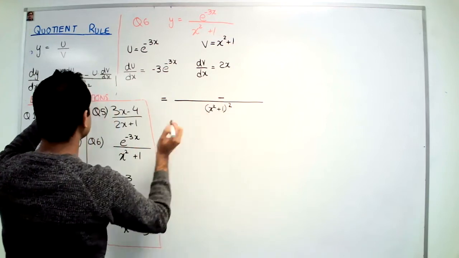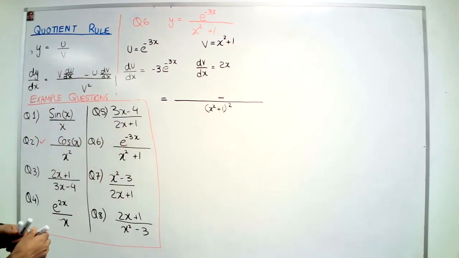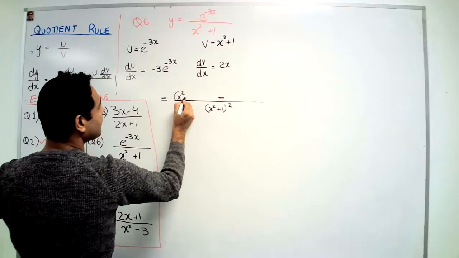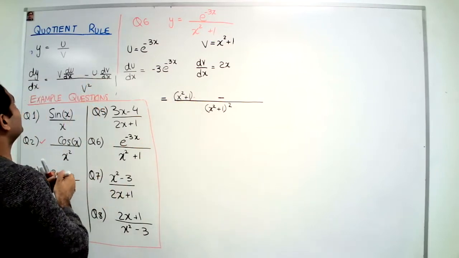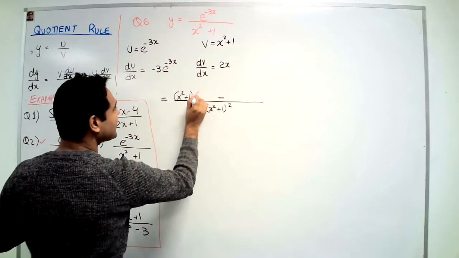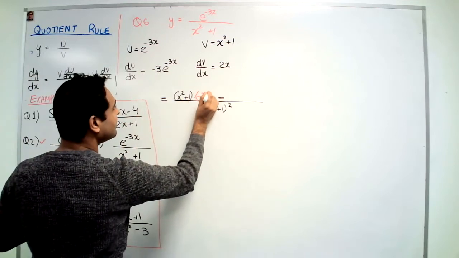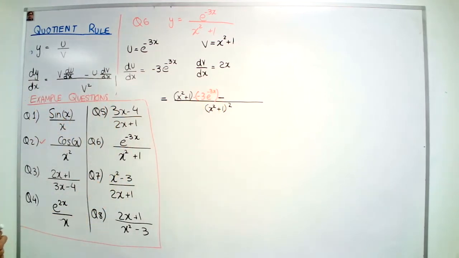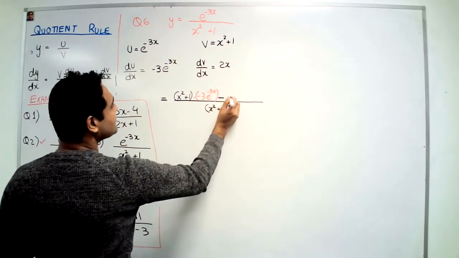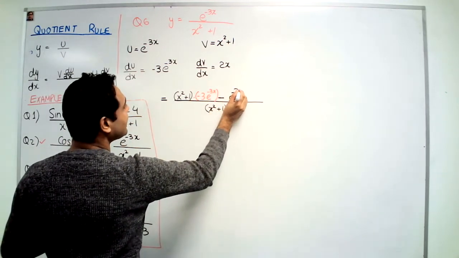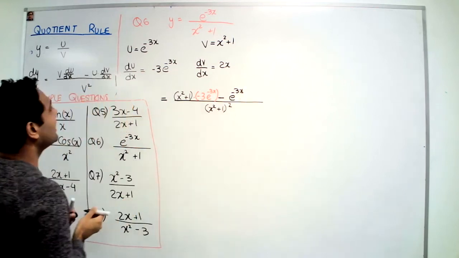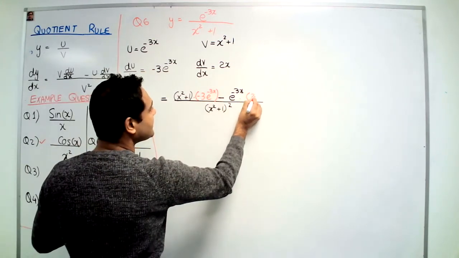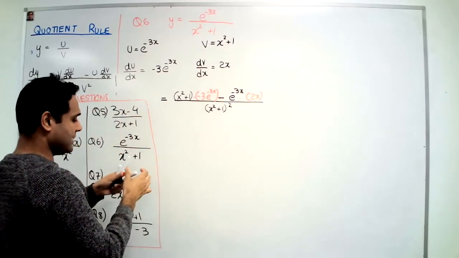And I need to put a minus here. And then v here, v is x squared plus 1. And then what I need is du over dx. Du over dx is minus 3 e to the minus 3x. Now u, u is e to the minus 3x. This is x. And then dv over dx. dv over dx is just 2x, bracket 2x. Now I need to simplify this bit.